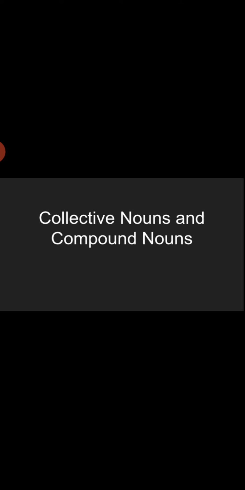Then noun plus verb. So first you have to think about noun and then add verb. Haircut. Hair is noun. Cut is verb. Haircut. Then the next word is car wash. Car is a noun. Then wash is a verb. Car wash. Compound noun. In the same way, ramp walk. Ramp is a noun. And then walk is a verb. Ramp walk is a compound noun. So like that. Hope you have understood this collective nouns and compound nouns.